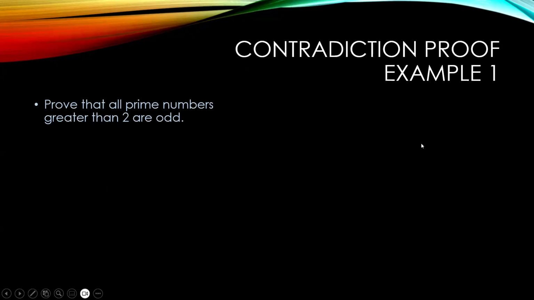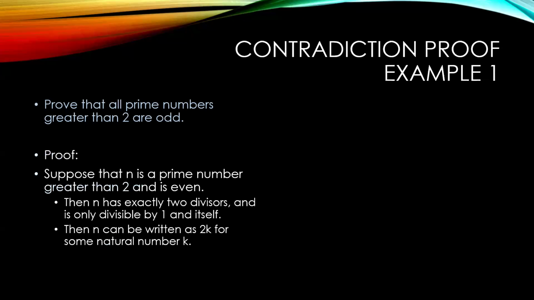And so let's try one. Prove that all prime numbers greater than 2 are odd. And so I'll give you a shot if you want. Take a chance at it. I will show you the answer.